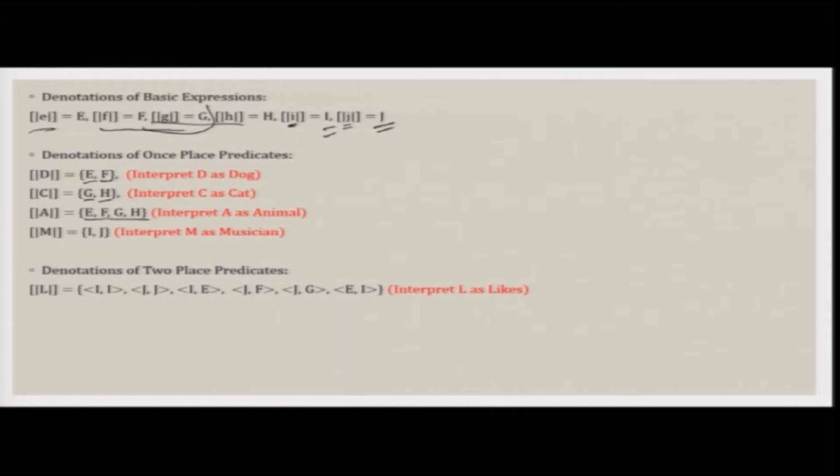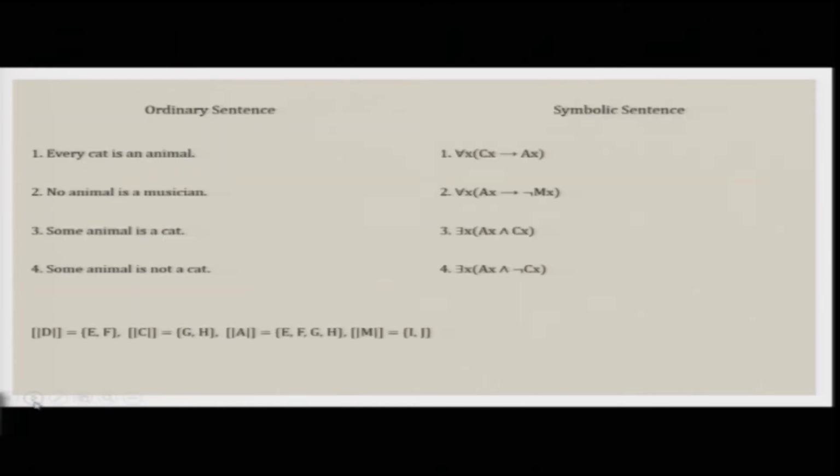And the denotation of the only two place predicate we have here is this. This says that if you interpret L as likes, then I likes itself, J likes itself, I likes E, J likes F, J likes G, and E likes I. Nobody likes anybody else in this system. So, then we go to the translations, and we need to understand each and every translation and also their meanings.